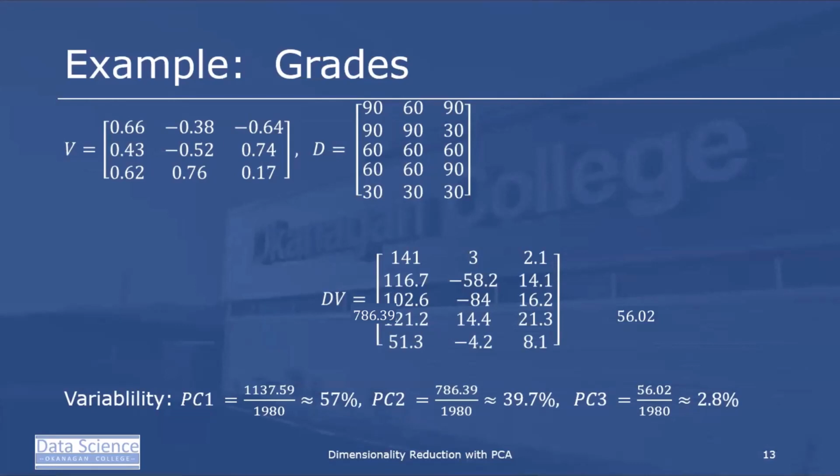We know that the total variability in this data set is 1980. So PC1 captured about 57% of that, taking the eigenvalue and dividing it by 1980. PC2 captured about 39.7%. So overall, PC1 and PC2 capture a little over 97% of the data.